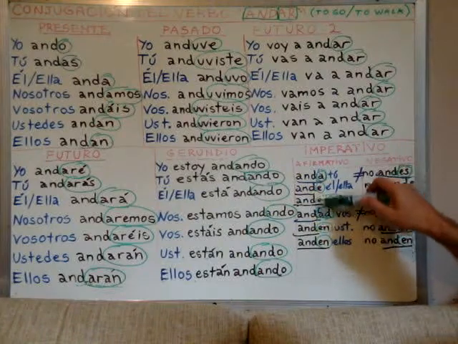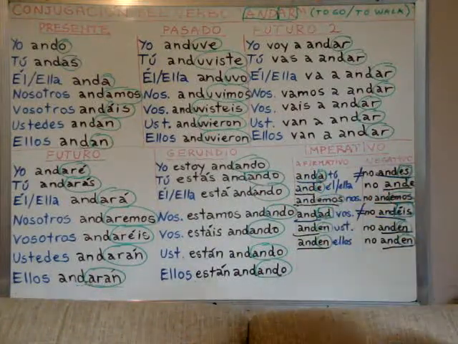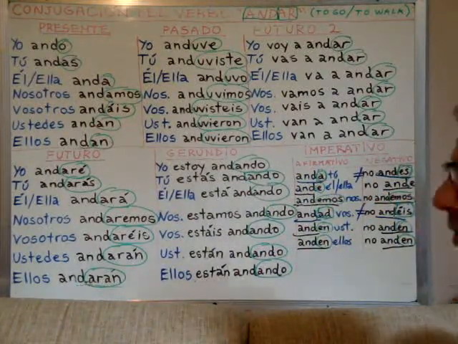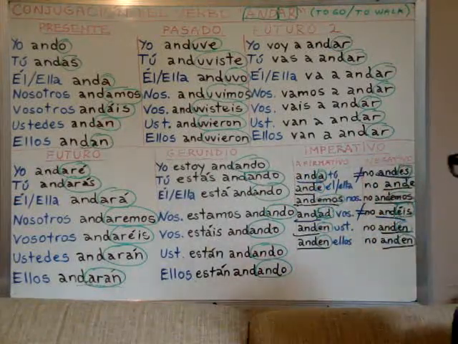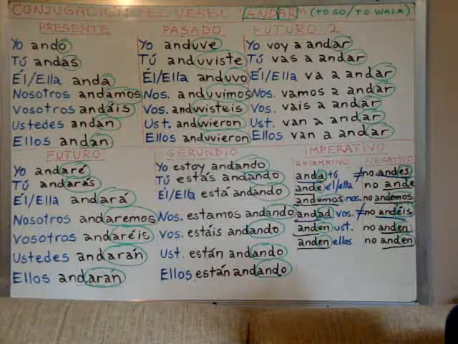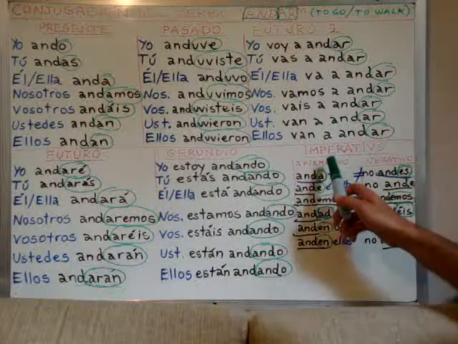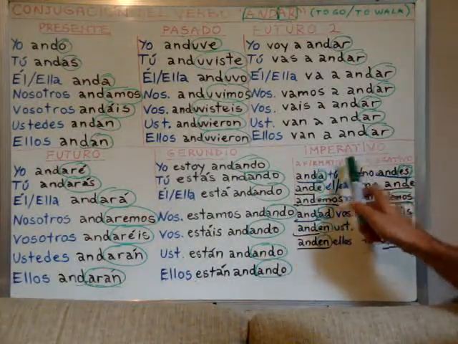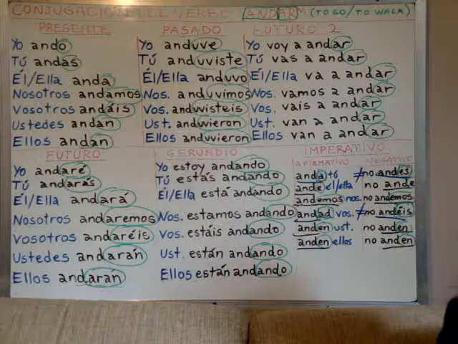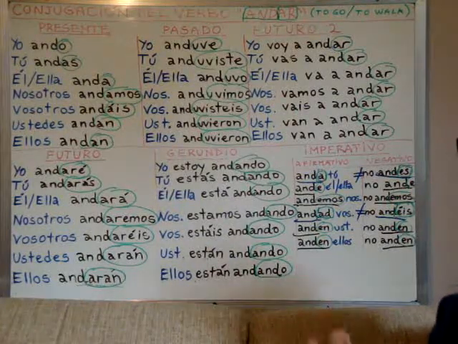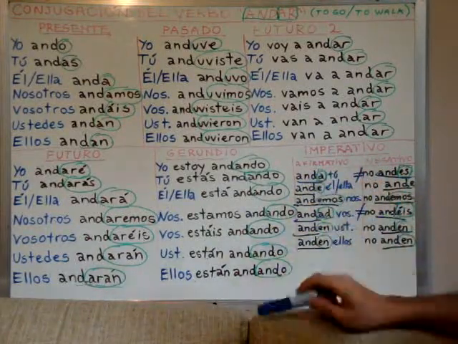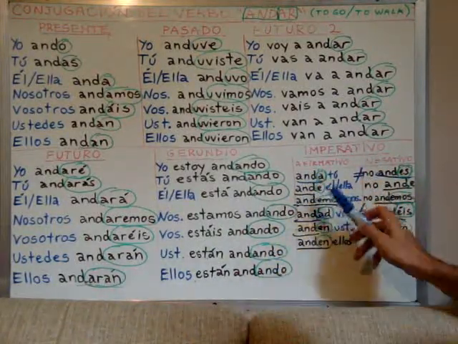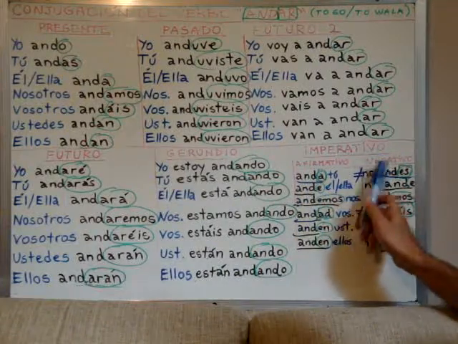So these two persons, the second person singular and the second person plural, have a different conjugation for imperative affirmative and imperative negative, right? That's why in Spanish we learn these as independent or semi-independent conjugations, right? The other subject pronouns conjugate the same for the affirmative and the negative.